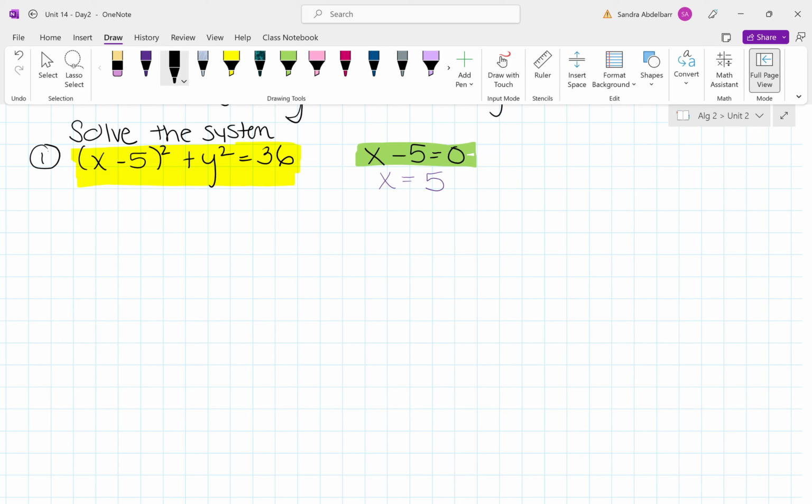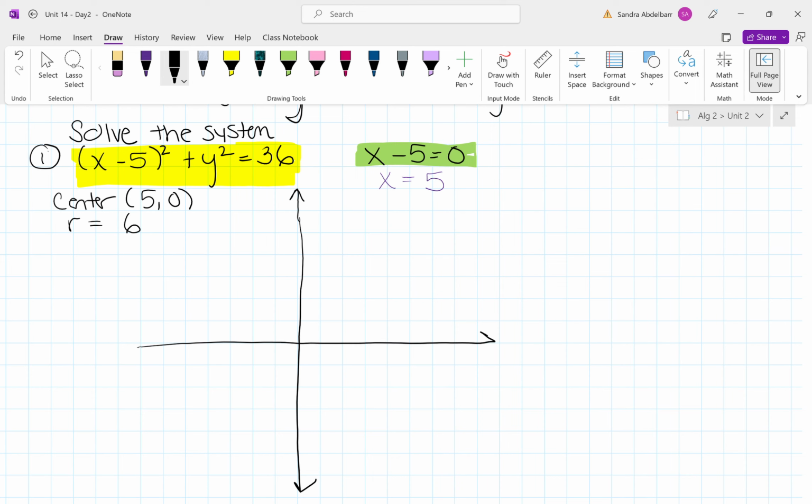So now let's go to the circle and graph this. What is the center of the circle? Good, 5, 0. Always the opposite sign. And what is the radius? 6. No, there's no minus in a radius. The radius can't be negative because a radius is a distance, a length. It has to be positive.